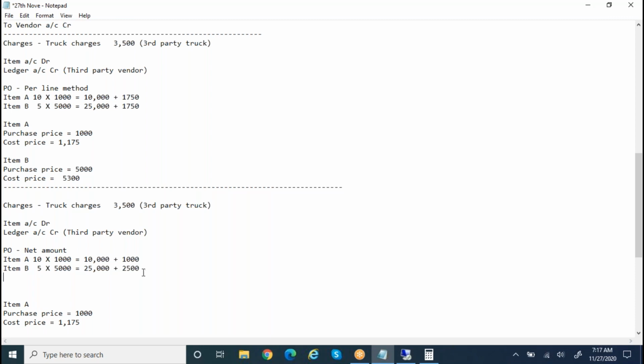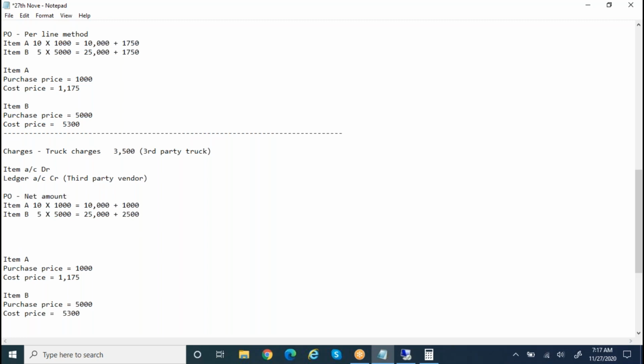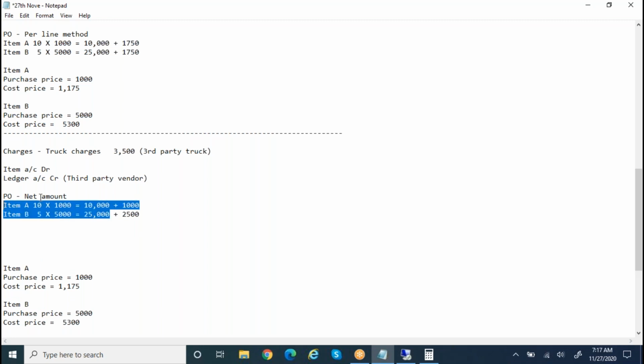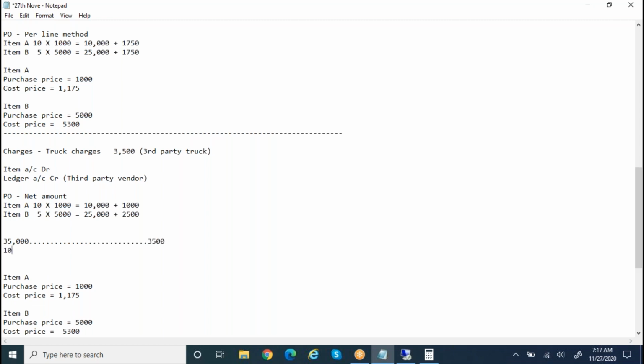So here, based on the net amount, it will be calculated. How it is coming? Who loves mathematics will remember a lot. Suppose the total invoice amount is 35,000. For 35,000, the charges are 3,500. Then for 10,000, what is the amount? 10,000 multiplied by 3,500 divided by 35,000.